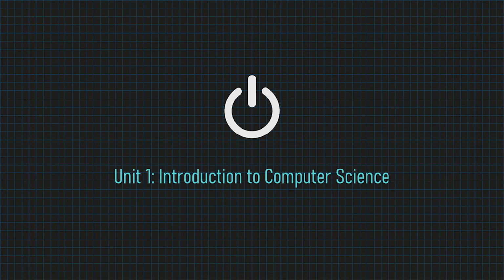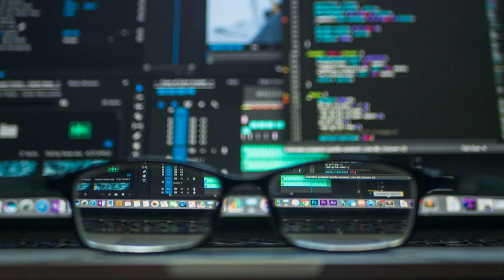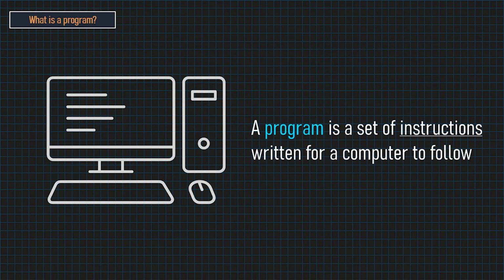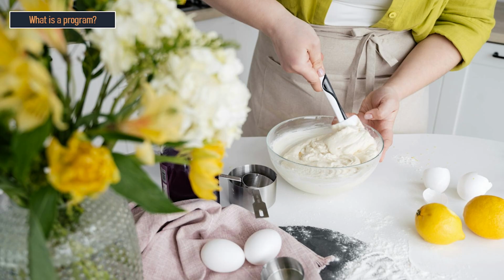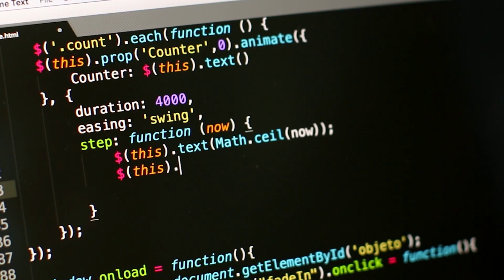In the last episode, we talked about what computer science really is, not just coding, but the science of solving problems. Today, we're answering the next big question. What is a program? A program is a set of instructions written for a computer to follow. Just like a recipe tells you what steps to take to bake a cake, a program tells a computer what steps to take to solve a problem or perform a task.